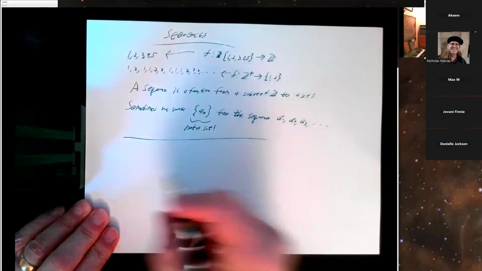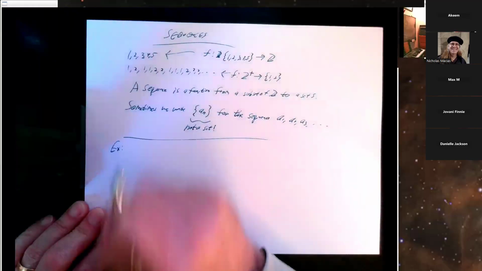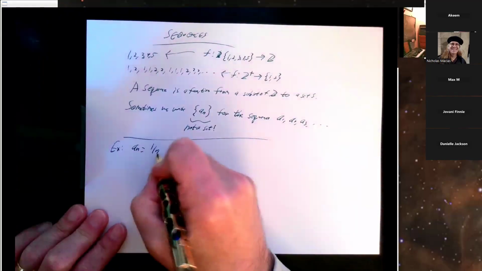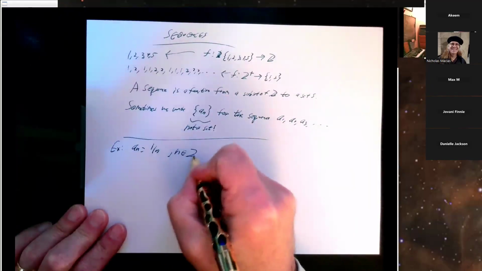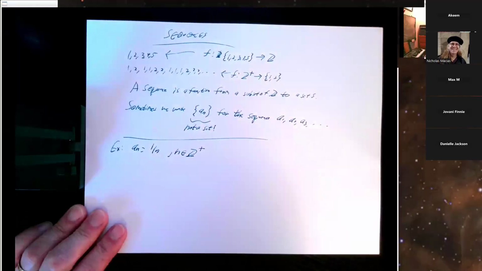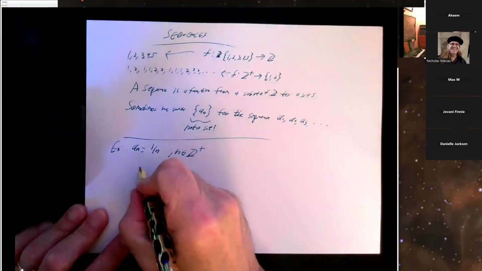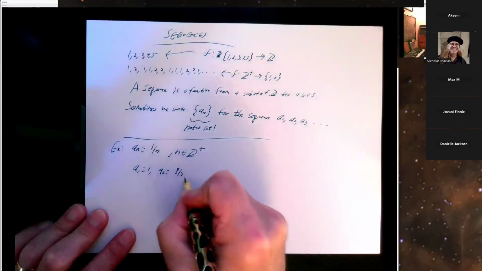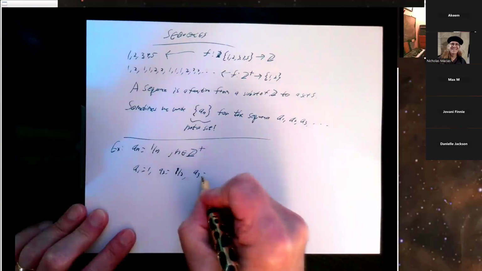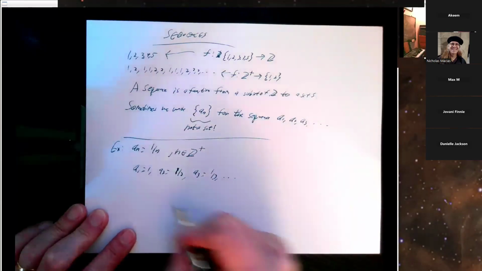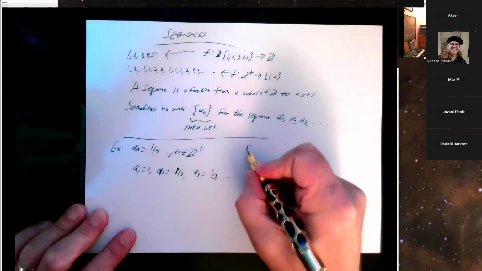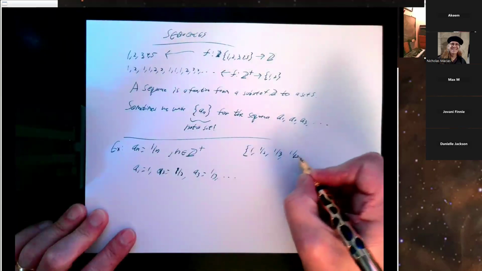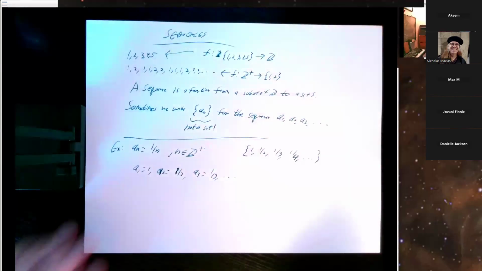Okay, so why do we care about sequences? Let's look at some examples. Suppose I have a sequence where a_n is equal to 1 over n, and n is an integer bigger than or equal to 1. So a_1 is 1, a_2 is a half, a_3 is a third, and so on. So this is just the sequence 1, 1 half, 1 third, 1 fourth, and so on.